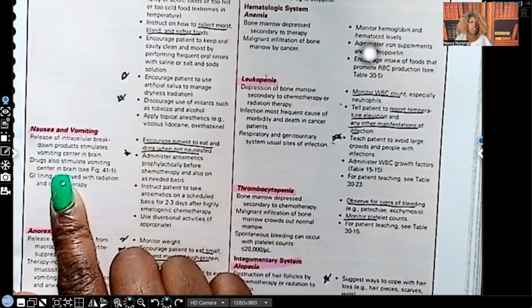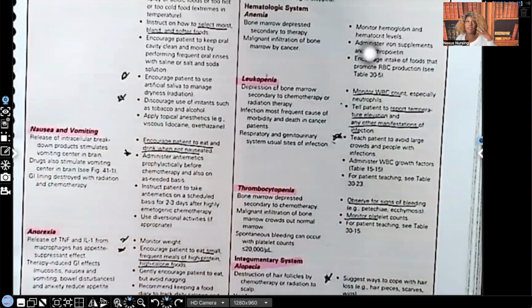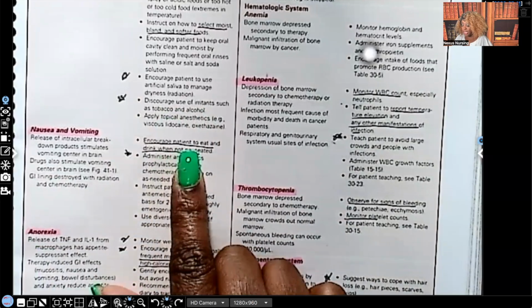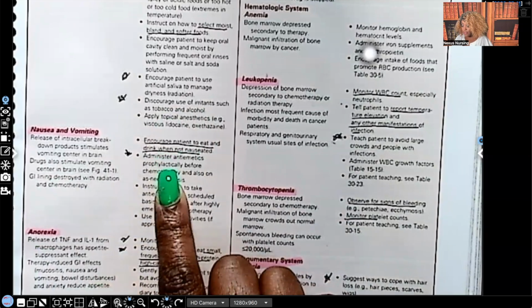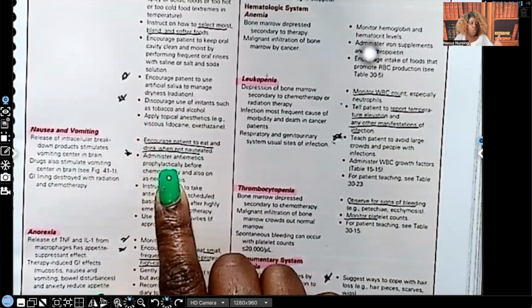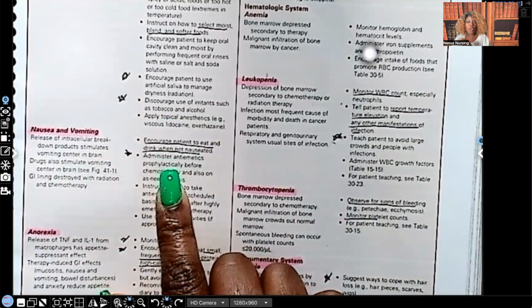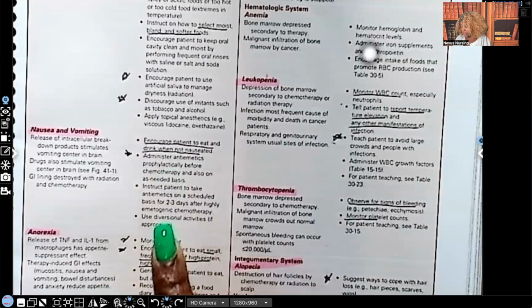All right, for nausea and vomiting. Nausea and vomiting is a very common adverse effect of chemotherapy and radiation. You're going to encourage the patient to eat and drink when they're not nauseated. You're going to give antiemetics prophylactically before chemo. We know chemo causes nausea and vomiting, so before chemo, we're going to go ahead and give them that antiemetic prophylactically.